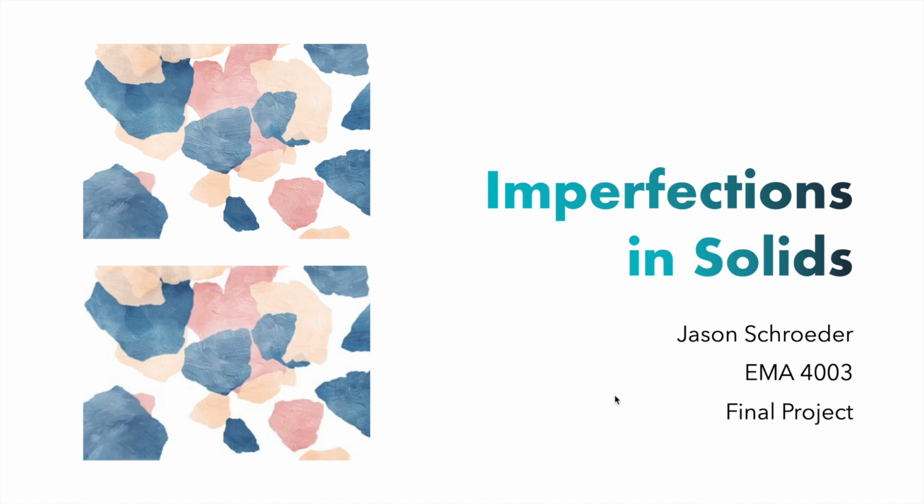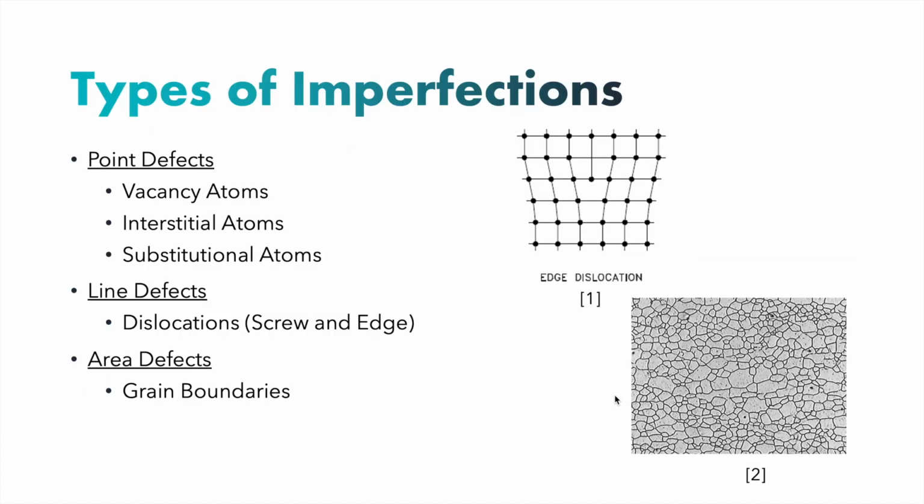My name is Jason Schroeder, and I will be presenting Imperfections in Solids as my final project for Intro to Materials Science. There is no such thing as a perfect crystal structure. As crystals form, there are many imperfections that cause changes to the crystal matrix structure and distort it in several different ways.